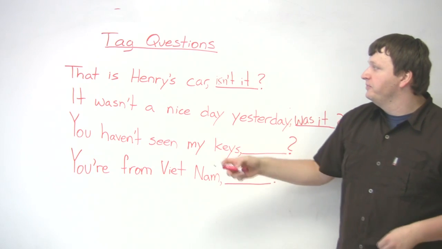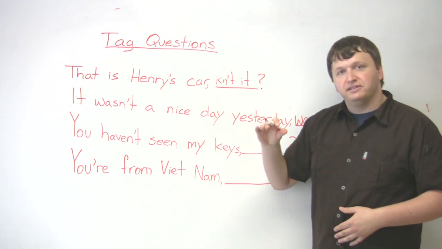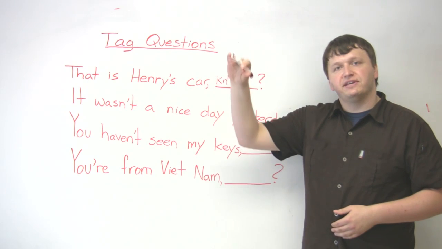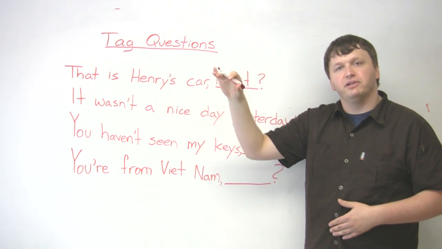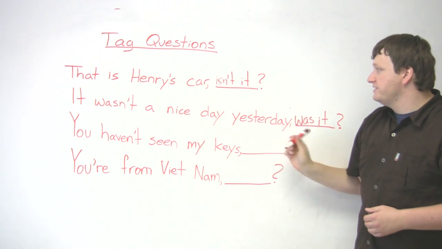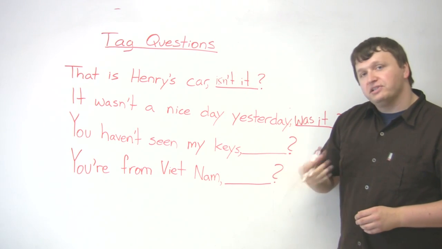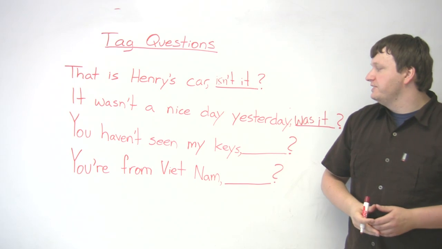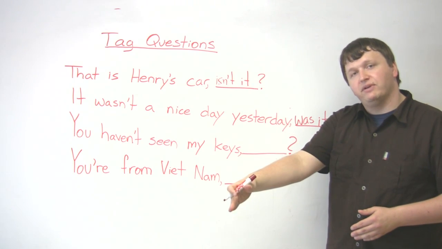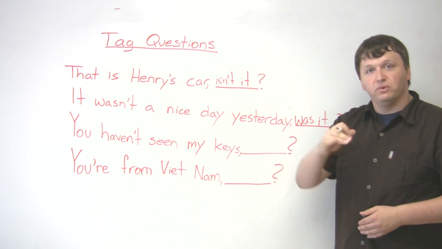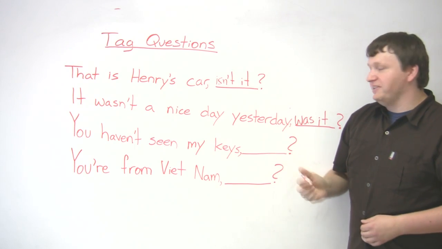So for example, that is Henry's car, isn't it? So you see my voice rises at the end as if I'm asking a question, I'm checking information or I'm getting information. Versus this example, listen to how I say this. It wasn't a nice day yesterday, was it? My voice went down at the end. Was it? It wasn't, was it? It wasn't a nice day yesterday, was it?